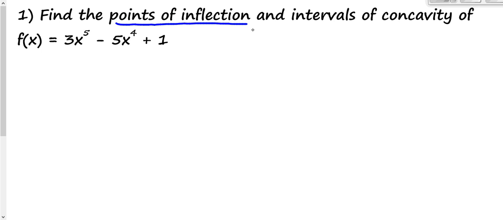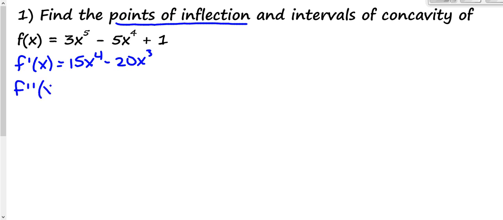Let's look at those by setting the second derivative equal to 0 or seeing where the second derivative does not exist. So let's find the first derivative, and that would be 15x to the fourth minus 20x cubed. Let's find the second derivative, and that would be 60x cubed minus 60x squared. Now there's no place where that does not exist, so we just need to figure out where this is equal to 0. So set the second derivative equal to 0.